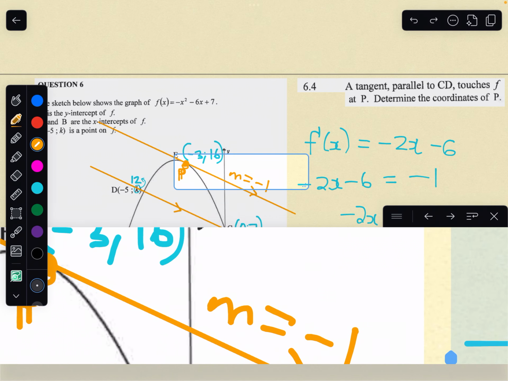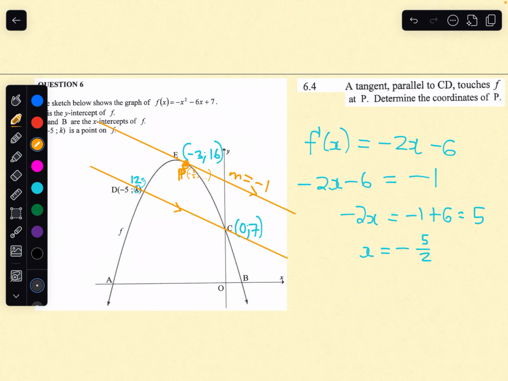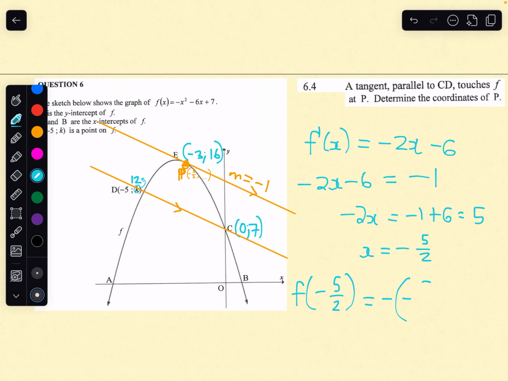So the x coordinate where this tangent occurs is -5 over 2. And again we need the full coordinates, not just the x. So we found the x. To find the y, we just put it into the function. So we need to know what is f of -5 over 2. What is the value of the function when x is equal to -5 over 2? So we just plonk it right in.